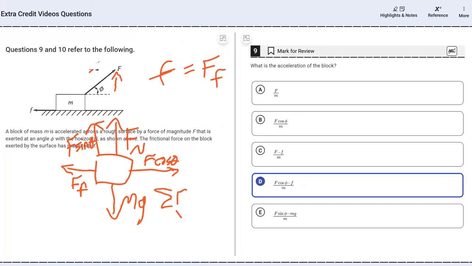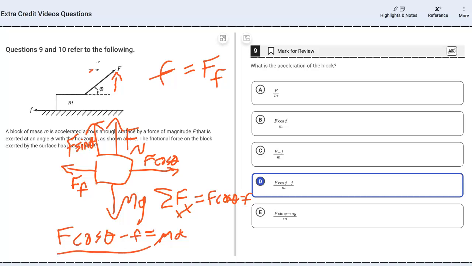Our sum of forces in the x would be F cosine theta minus f, and it would equal MA. So F cosine theta minus f equals MA. So for our A, we would just simply divide both sides by M. We get A equals F cosine theta minus f, divided by M, and that's D.